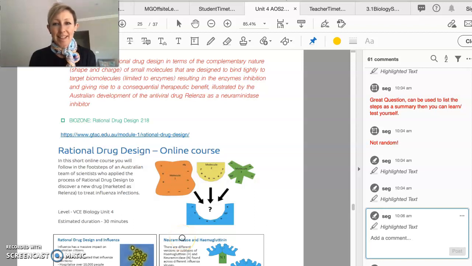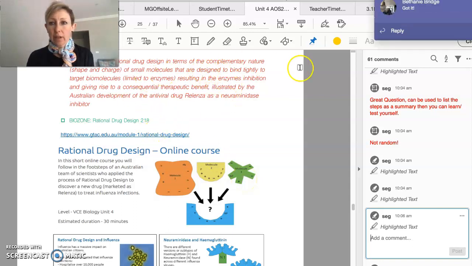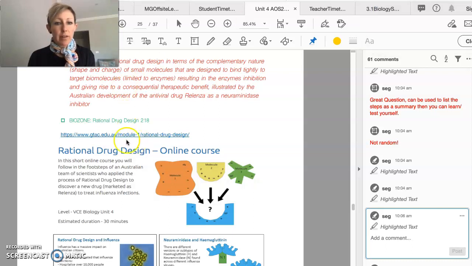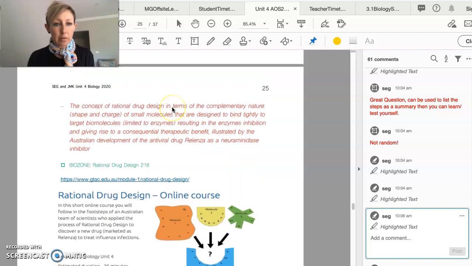Hey students, this is just a quick review of your rational drug design section of the outbreak booklet and the course. So just having a look at the study design dot point here.